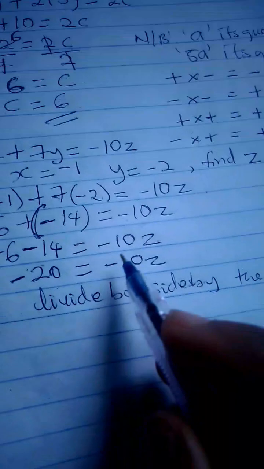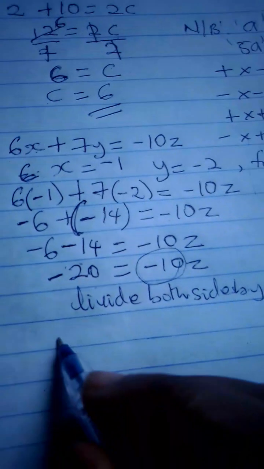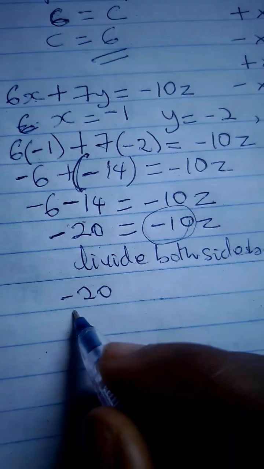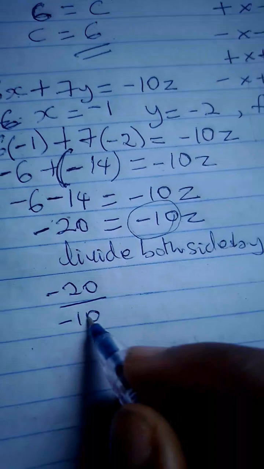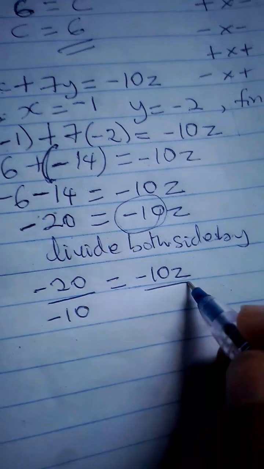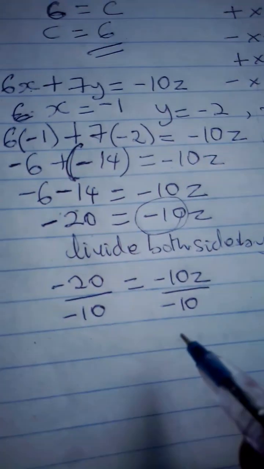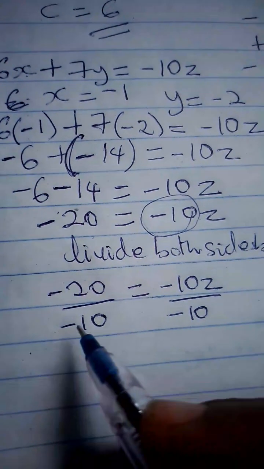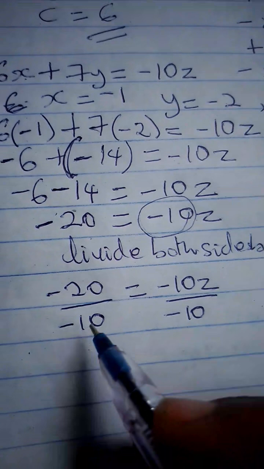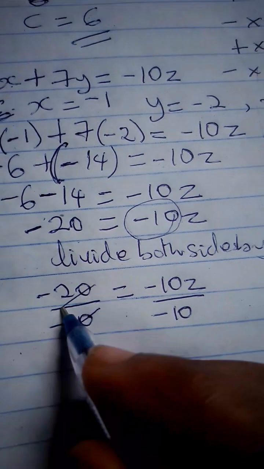So what's our coefficient? Yes, we know that that's minus 10. So minus 20 all divided by minus 10 is going to give us minus 10 is equals to minus 10 divided by minus 10. So what are we going to do? 20 divided by 10, that's 2. So we're just going to cancel that out.